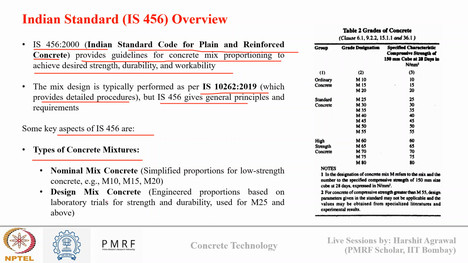So nominal mixed concrete includes simplified mixture proportion. Okay, in this we represent mixture proportion as a ratio of three numbers, 1 is to 2 is to 3, or 1 is to 1 is to 2. So one of them will represent water, one of them will represent cement, and the third one will represent aggregate. In this way we do nominal mix, we represent mixture in terms of proportion, and this is used for low strength concrete like M10, M15, and M20 grade.